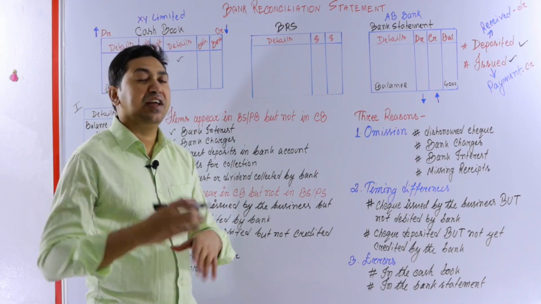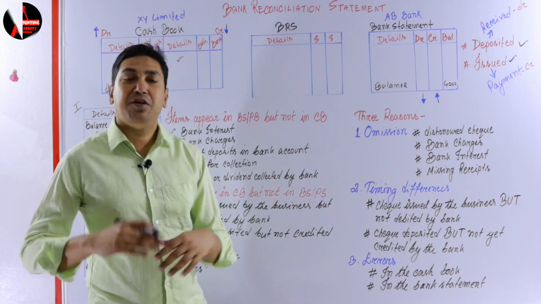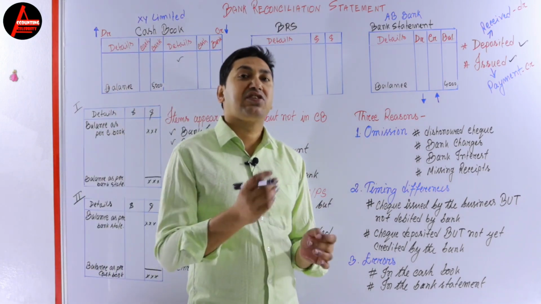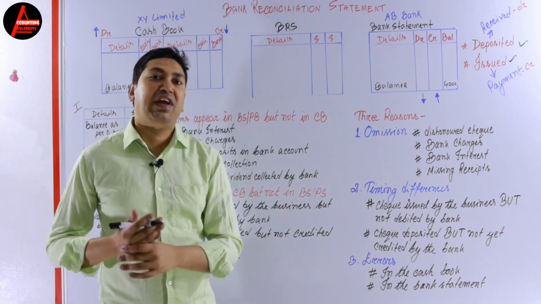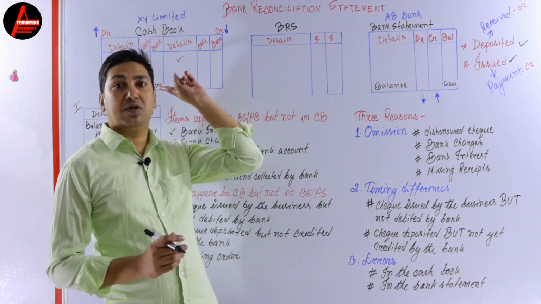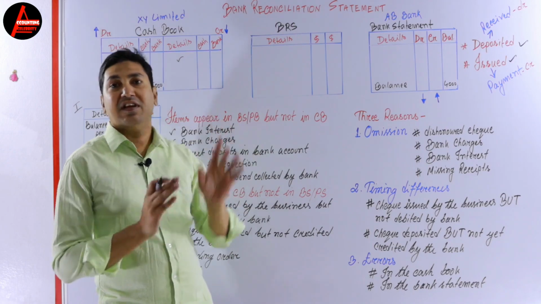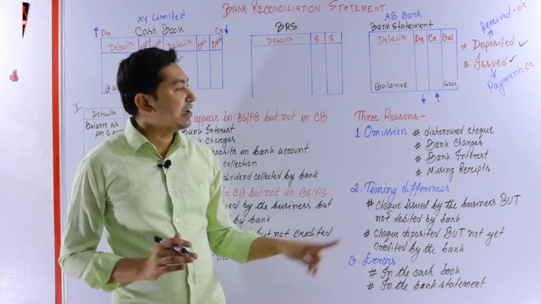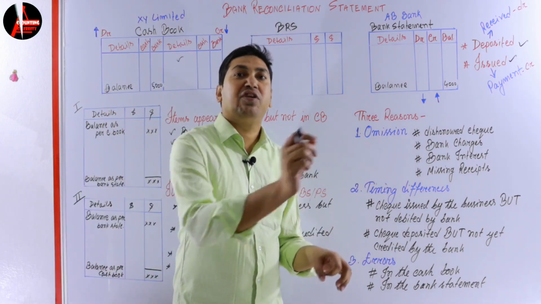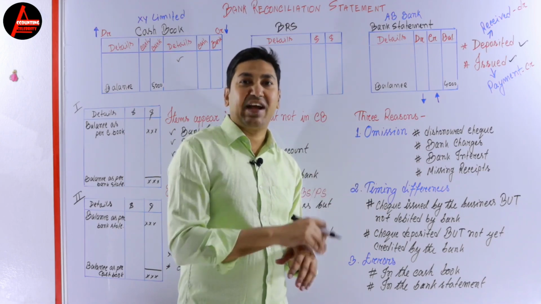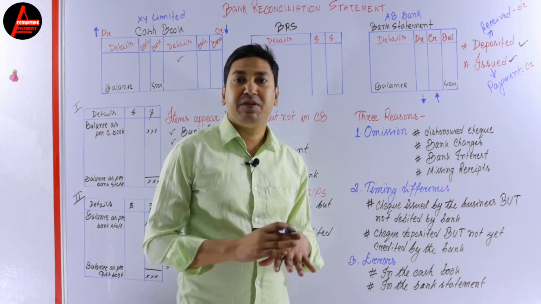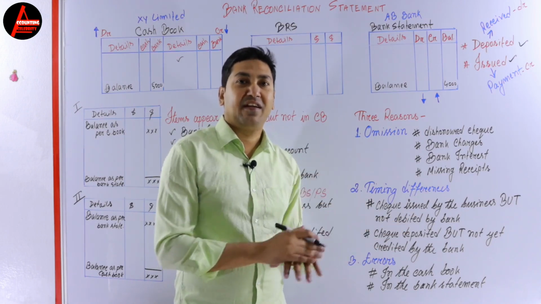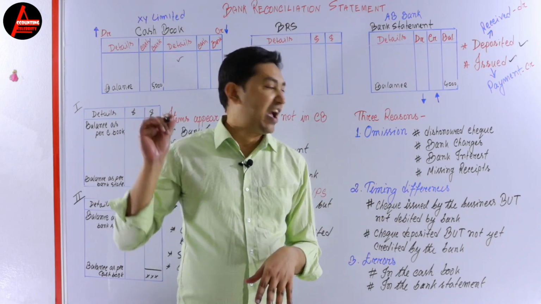What is omission? Like a dishonored check. Any kind of payment is made by check, but the check was dishonored, which is not recorded. Bank charges, any kinds of fees, but in this cash book, the accountant of the business does not know, not recorded. Bank interest: bank credited interest to the business bank account, but not recorded there. Missing, any kinds of receipts are missing in the bank, so not recorded in the cash book.